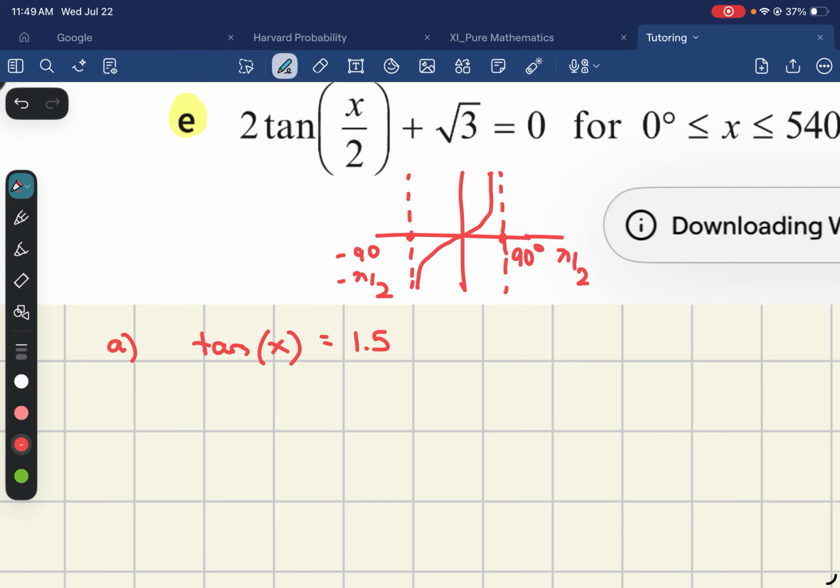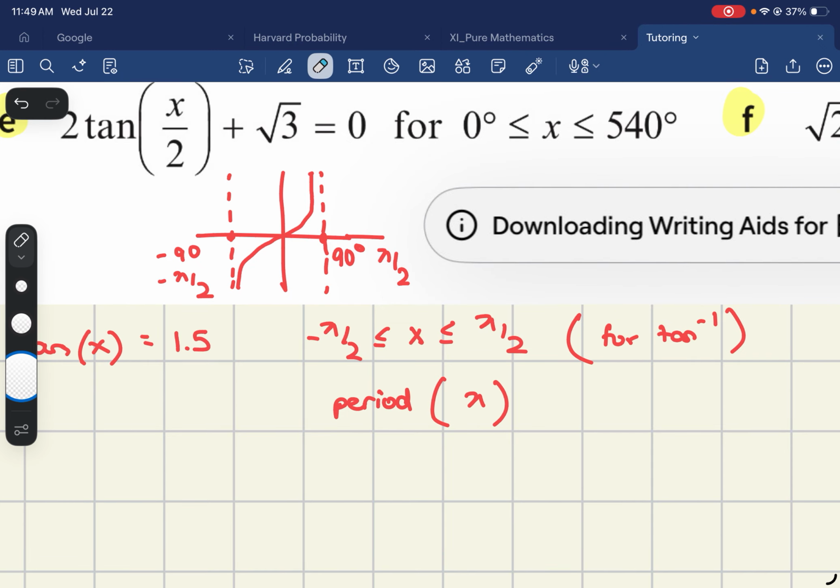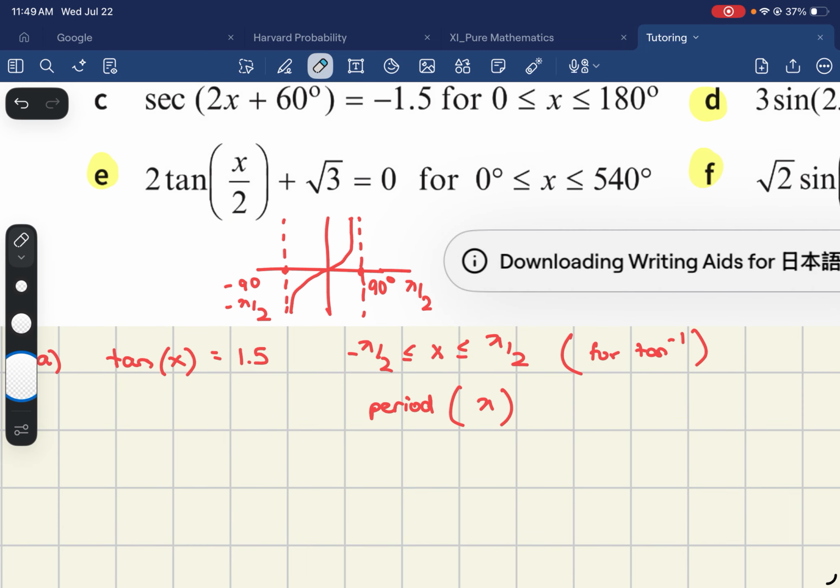This is also keeping in mind that when you take the inverse tan, the domain restriction is between negative pi by 2 and pi by 2. And another thing to remember is that the period for tan is pi. So tan repeats for every pi. The value repeats for every pi radians. Those are the two things that you need to remember for tan.